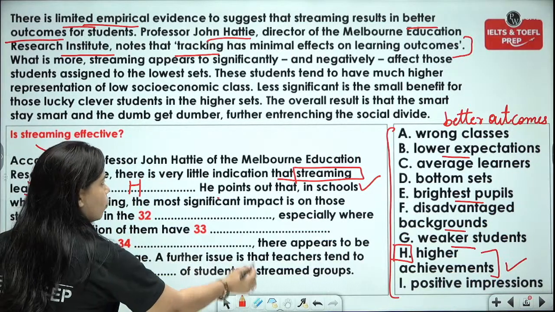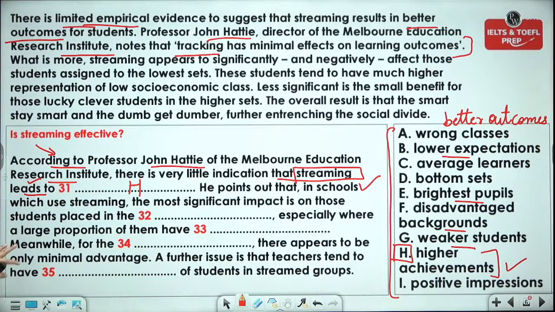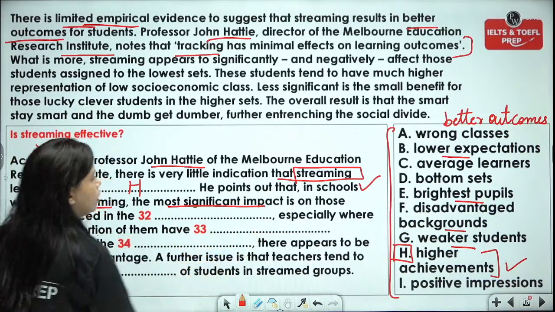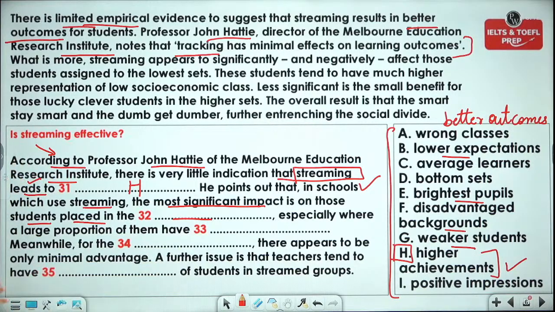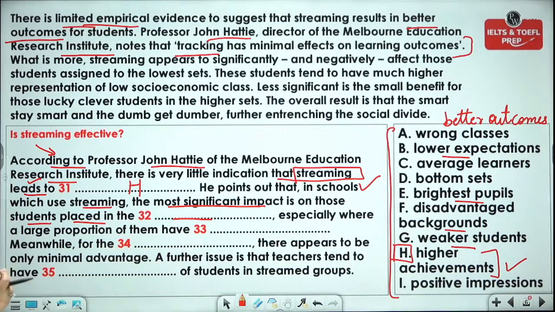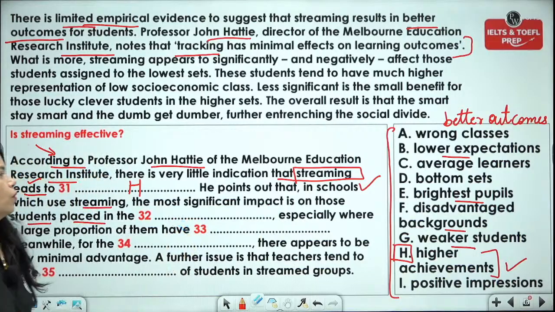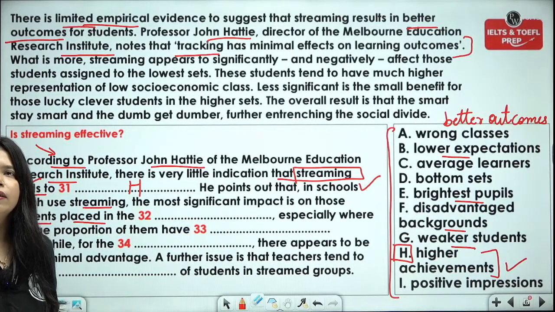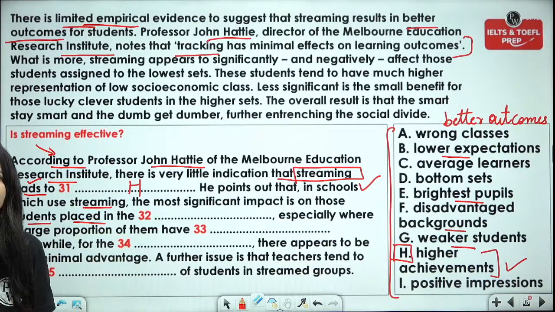It says he pointed out. Who pointed out? Professor John Hattie. He pointed out that in schools which use streaming, the most significant impact is on those students placed in the dash. So you need to now see that according to Professor Hattie, the most significant impact of streaming is on whom? Take a minute or two and post your answer in the comment section.